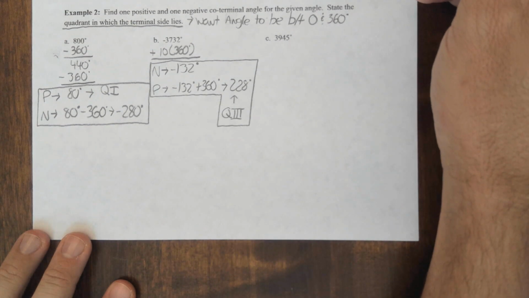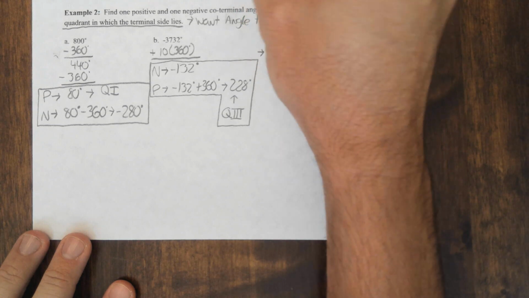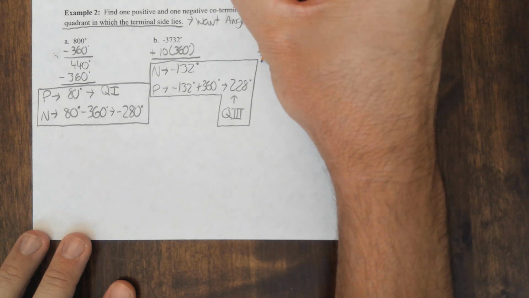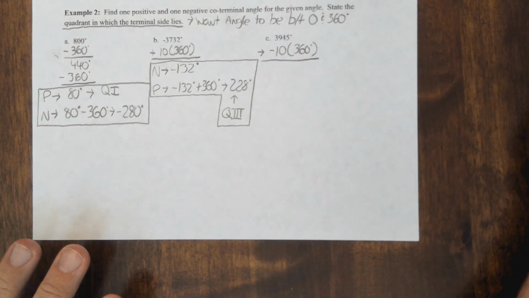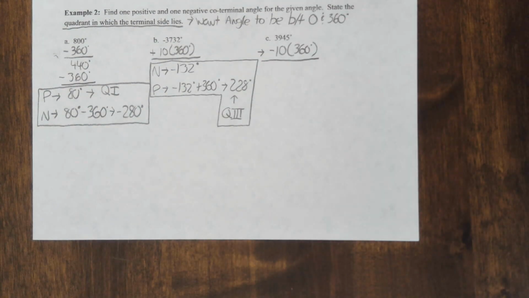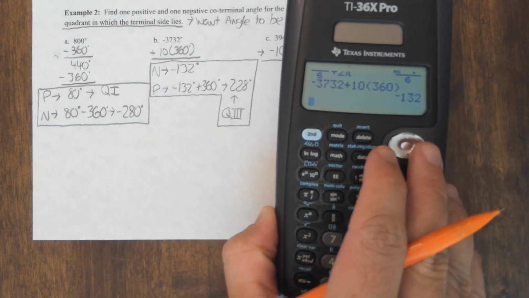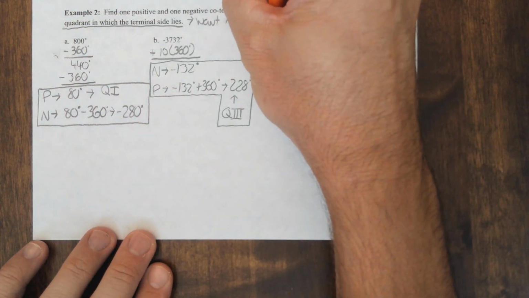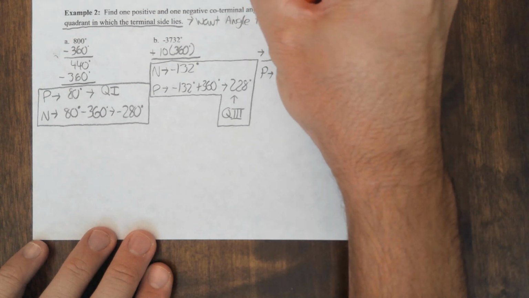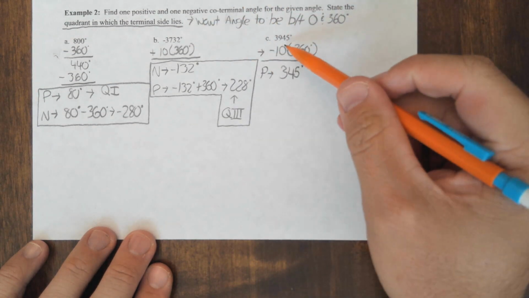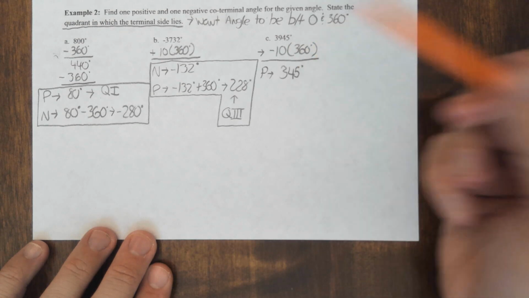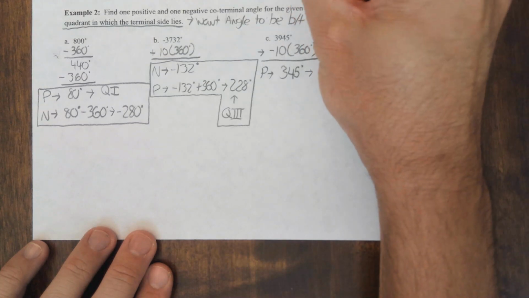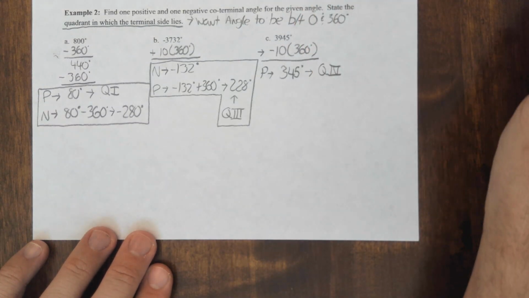Last but not least, same process. I'm going to subtract 10 times 360 degrees. Again, guess and check. I played around in my calculator, kept subtracting 360 until I got an angle between 0 and 360. So my positive angle between 0 and 360 is 345. That is 3,945 degrees minus 10 times 360 degrees. We know that that is in quadrant 4, because it's between 270 and 360.